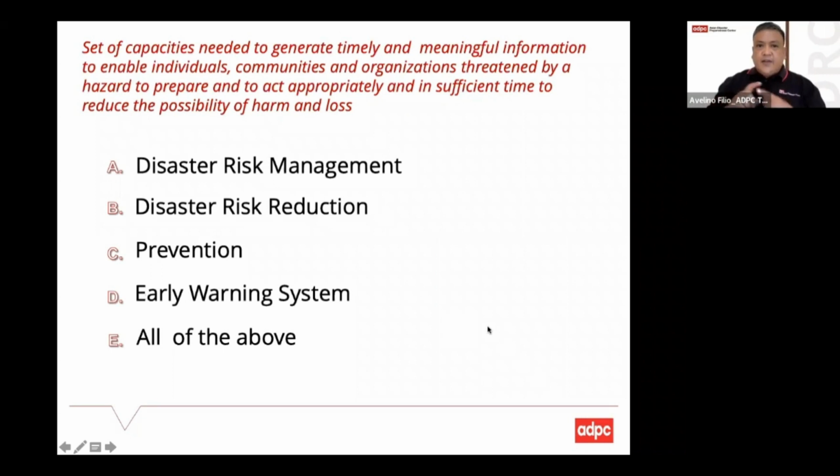And then the set of capacities needed to generate, I think the very important words here are generate timely and meaningful information, to prepare and to act appropriately and in sufficient time. There's the urgency required here. So DRM, disaster risk management, prevention, early warning system. All of the above.